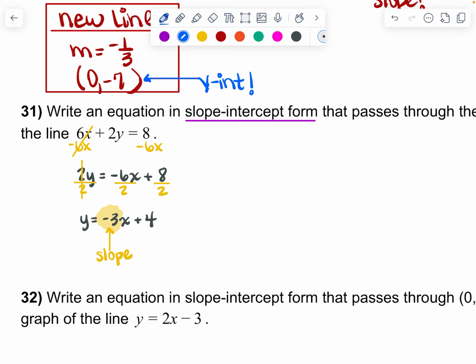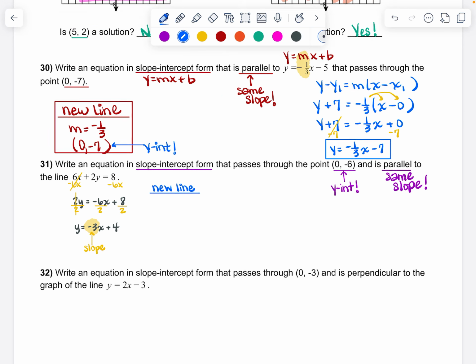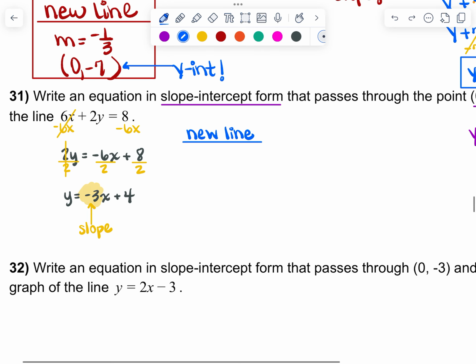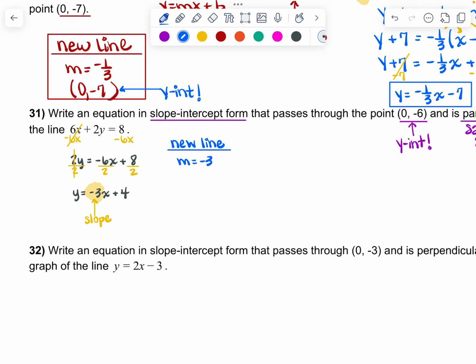But that's my old line, right? So I want to keep track of the information for my new line that they want me to write the equation of. And we're trying to be what? Parallel to this guy, which means we want the same slope. So if this guy has a slope of -3, then we want our new line to also have a slope of -3 and go through the point 0, -6.